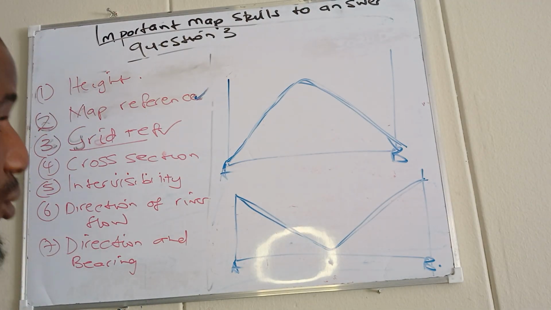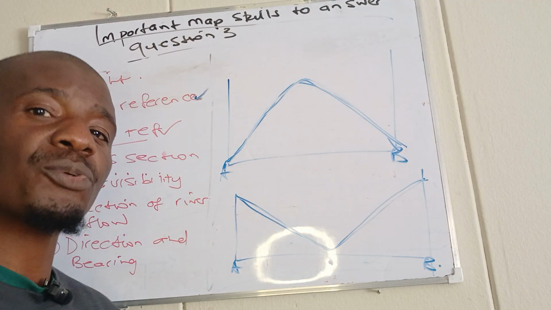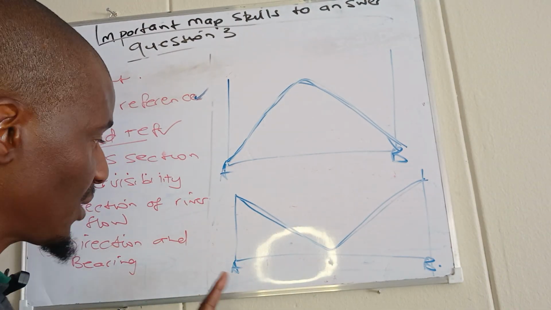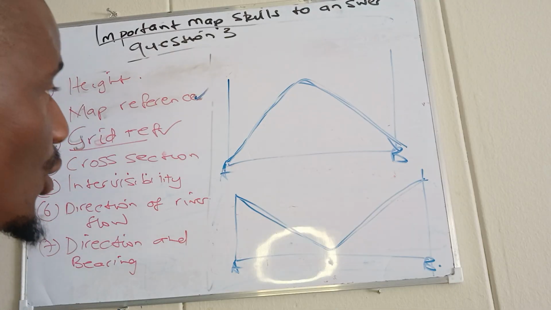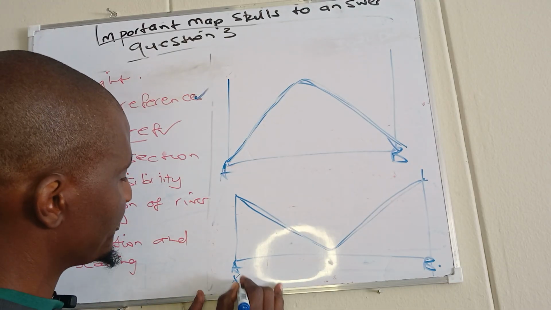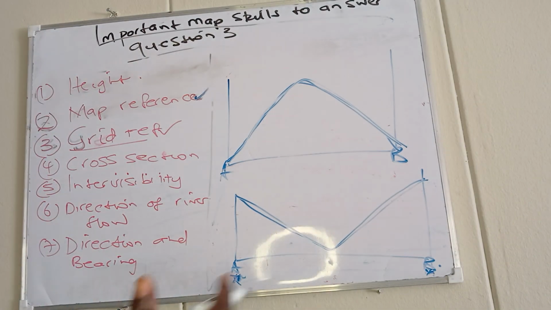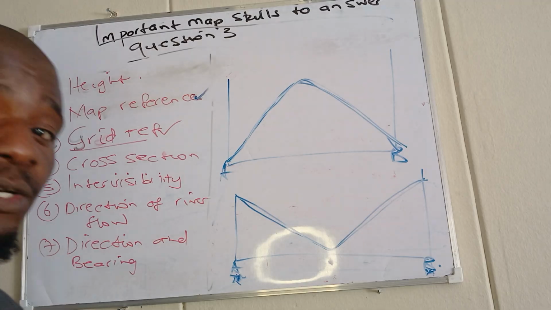So you should be able to come up with just a simple cross section which shows like a side view from two given points, from the first one up to where it ends. You should take note of where you are asked to start and where you are asked to end. So that is more or less what the cross section is all about.